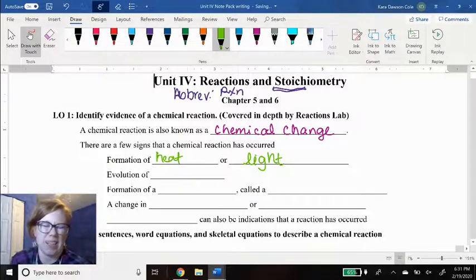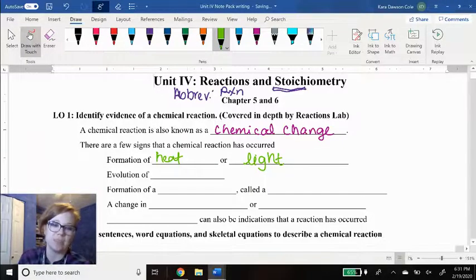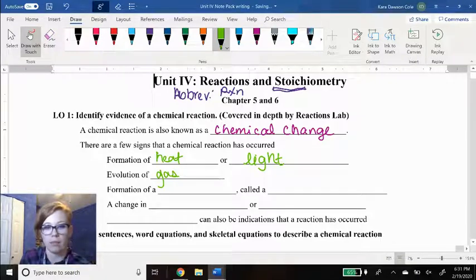Be mindful, I can't take away light. That's not something that I can do, right? I can form light, but I can't take it away. Okay. Evolution of a gas. So evolution of a gas. So this would be bubbling.